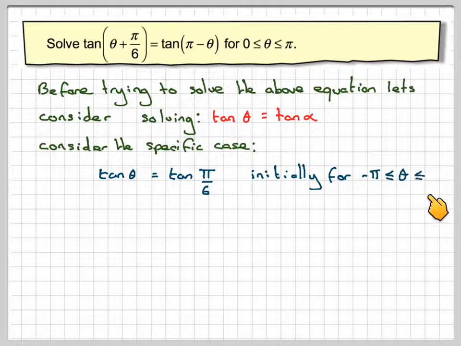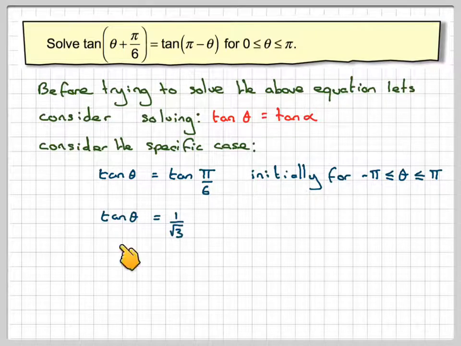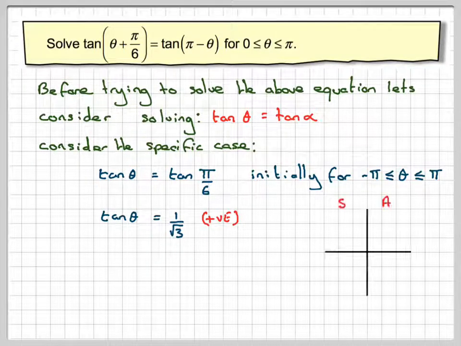Initially, just between minus pi and pi, and then we can expand that to see how the solutions are formed. So tan theta = 1/root 3, because tan of pi/6 is that. This is positive. So if we do our CAST diagram, and we normally make the angles against the x-axis, we need to consider the first and the third quadrant, because that's where tangent is positive, so making an angle of pi/6 there, and an angle of pi/6 there.